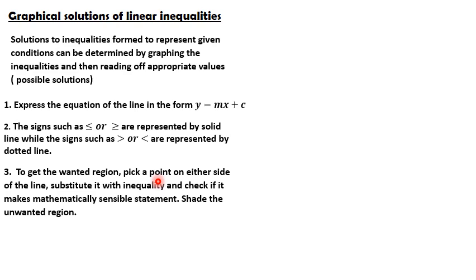So if the statement that you have obtained does not make a mathematically correct statement, that means the point that you have chosen is found in the unwanted region, and therefore we shade that part. But if it makes a mathematically sensible statement, it means that the point you have chosen is found in the wanted region, and therefore we shade the remaining side. So let's see examples.